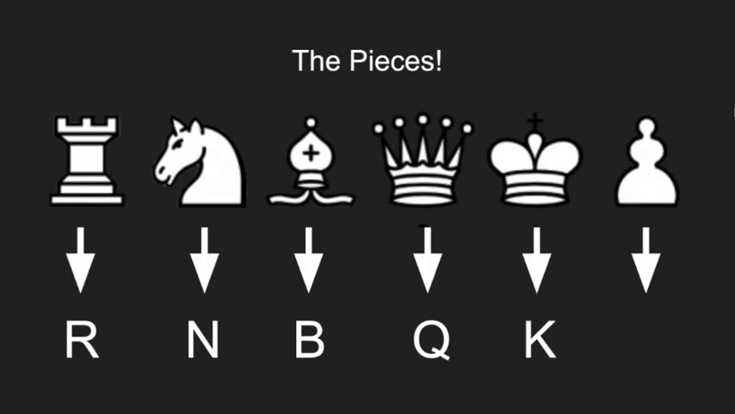Each chess piece has a letter that represents them in chess notation. R is for rook, we use N for knight because the letter K is already taken by the king. B is for bishop, Q is for queen, K is for king, and you'd think pawn would be P, but we actually don't use a letter for the pawn. One way you can conceptualize it is just to imagine that the pawn is being represented by something that's invisible.